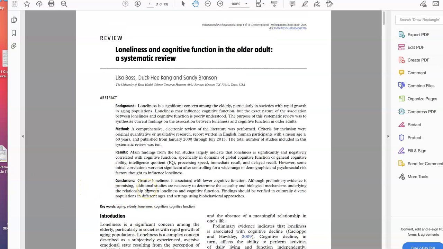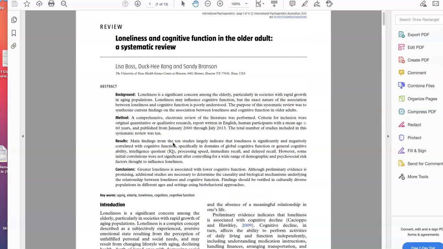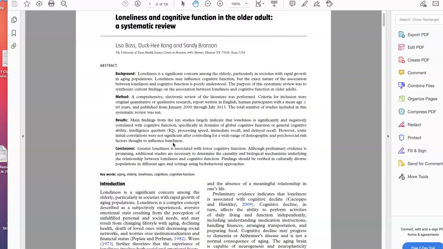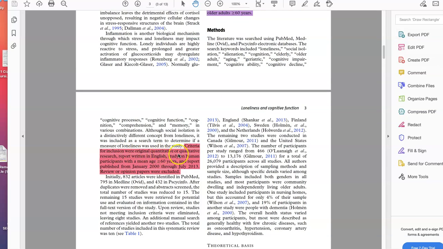So what I have here is my loneliness systematic review. A systematic review means that I did a comprehensive search of the literature, and I'm confident that I got every single article that met my inclusion criteria. My inclusion criteria were original research written in English, studies on human participants greater than 60 years, and published between 2000 and 2013. So that means I could stand up in a room in front of people and say I'm 99% sure that I got every single article that meets these criteria.